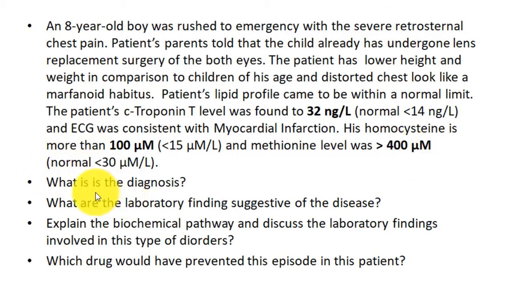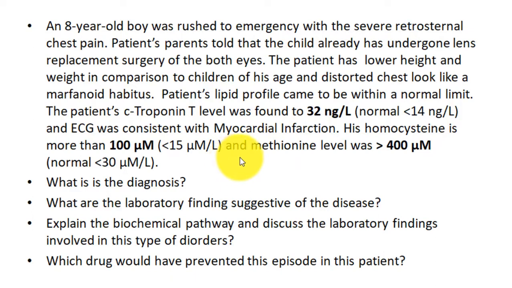So what is the diagnosis? What are the laboratory findings suggestive of the disease? And then explain the biochemical pathway and discuss the laboratory findings involved in this type of disorder. There are many types of homocystinuria, four types. We will talk about the biochemical pathway related to all those homocystinurias, and we will also talk about the homocystinuria that is associated with this case.